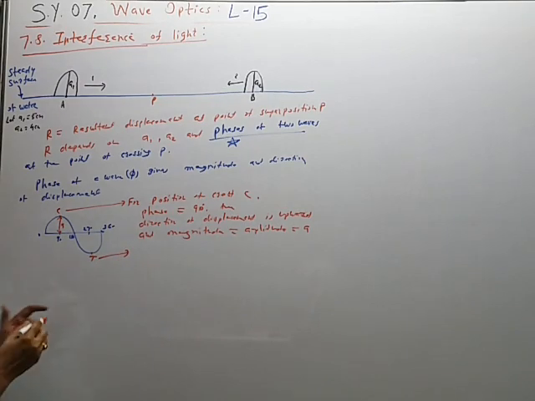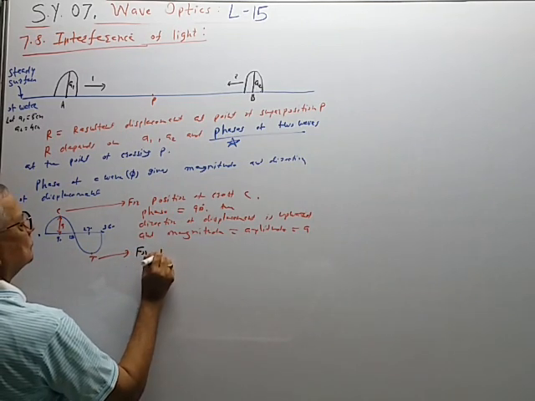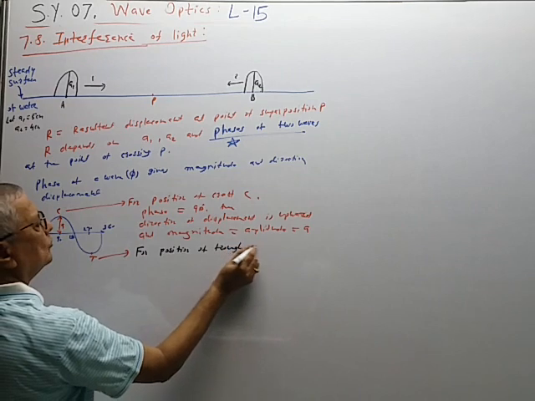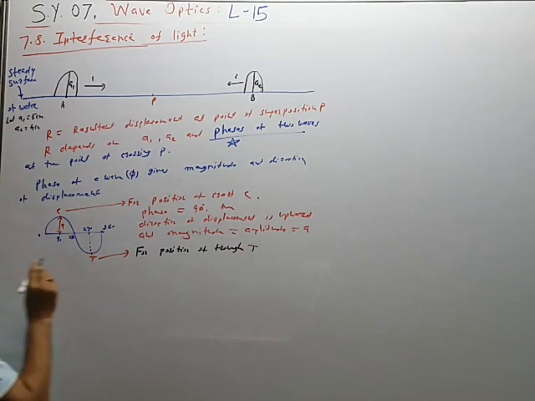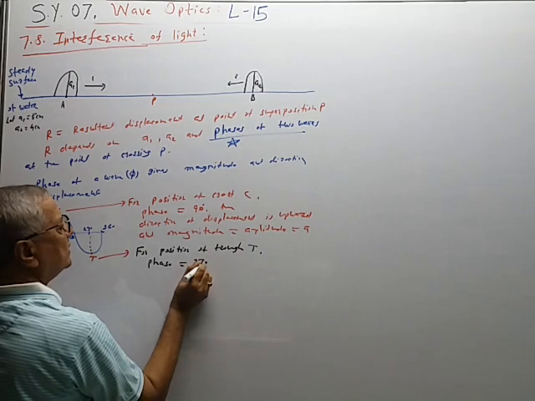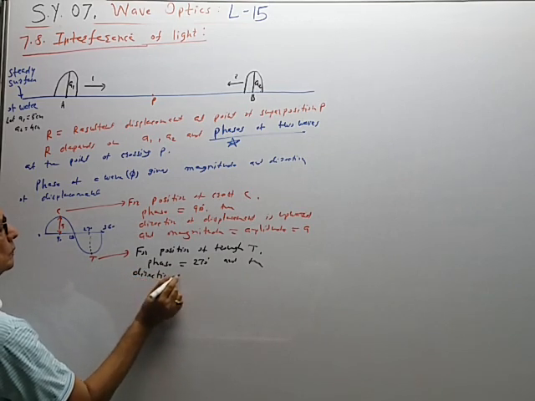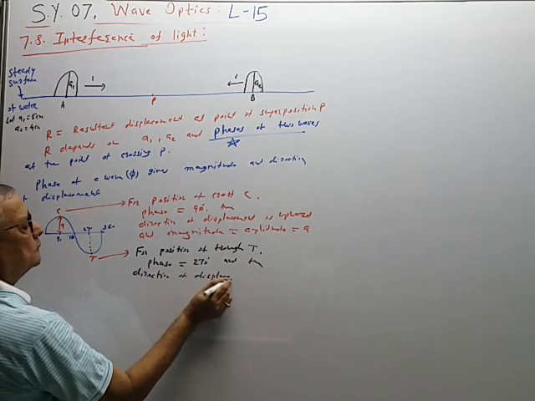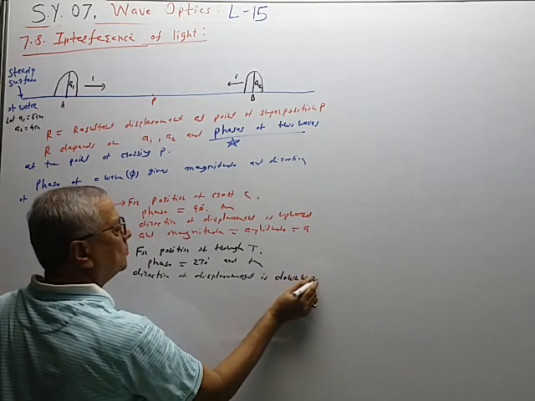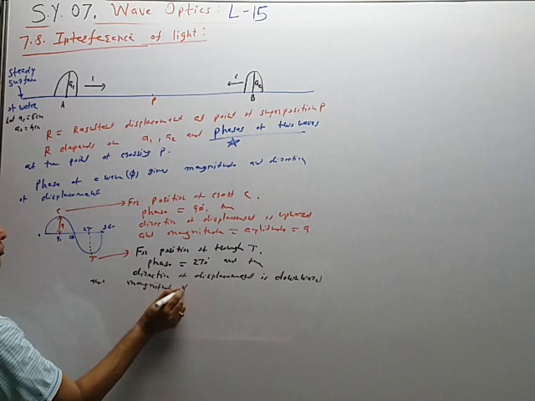Now for the position of trough T, if we draw a perpendicular, this angle is 270 degree. For the position of trough T, the phase angle is taken as 270 degree, and the direction of the displacement is downward, and the magnitude of displacement.